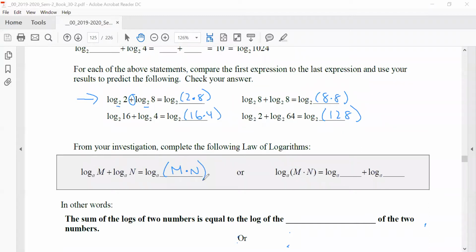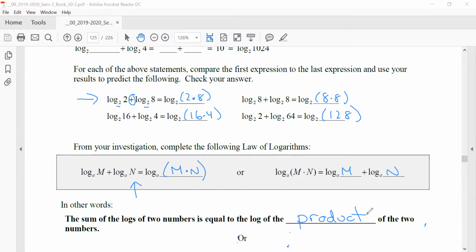Boom, just like that. Now, this is on my formula sheet. I want you to make sure that you're keeping your formula sheet in front of you. Whenever you're doing logarithms, if what you're doing isn't on your formula sheet, guess what? You're making it up, and that's not good to be doing when you're trying to figure out logarithms. So in other words, it says the sum of the logs of two numbers is equal to the log of the product. Product meaning I'm multiplying the two numbers together.